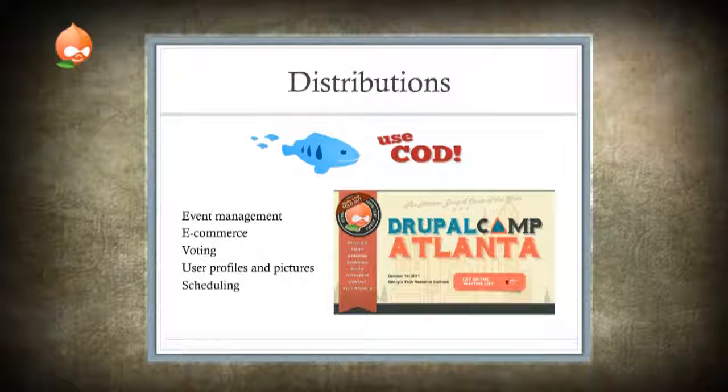One of the distributions, Ryan mentioned in the keynote, is COD, Conference Organizing Distribution. This is what pretty much every Drupal camp and DrupalCon now builds their site with. We built ours for Dallas. They built theirs with Atlanta. If you want to understand things like event management, e-commerce, how users vote on things, how you install user pictures inside of profiles, because none of this stuff comes out of the box with Drupal, or how you schedule things, you can download the COD distribution for free, install it, and dissect it. See what they did to create those different things.